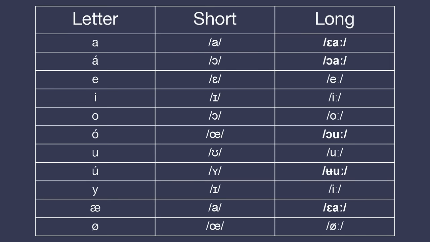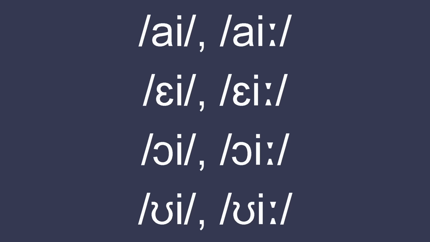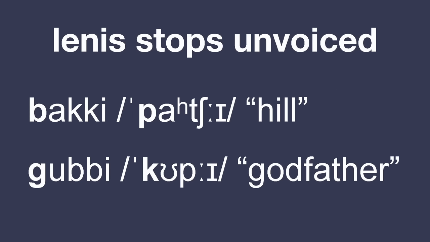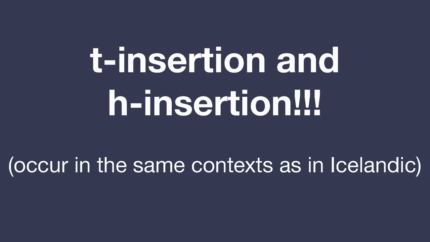Faroese has short long pairs for all of its vowels, but some long versions of vowels are actually diphthongs, like short a corresponding to long ea, short o corresponding to long oa, and ö becoming long au. There are also plenty of diphthongs that have short and long pairs, differing only in length. Faroese has voiceless versions of nasals and l, usually when they devoice before the fortis stops. Like Icelandic, lenis stops are unvoiced, there's T insertion before certain consonants, and preaspiration in other contexts.